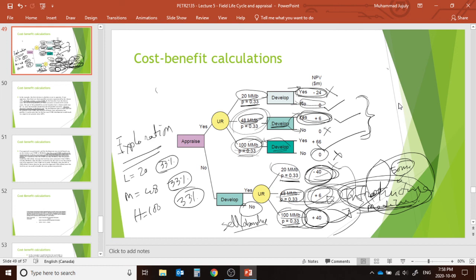We have 0 in here, plus we have 6 in here, plus we have 66 in here. That means the total is 6 plus 66, which would be 72, I think. And what would be the value without appraisal? We don't have any other choice, so these are the values. So what are these? These would be minus 40 plus 6 plus 40.